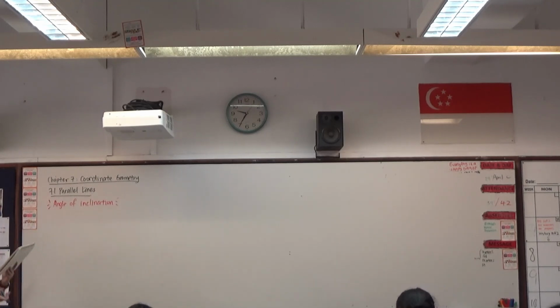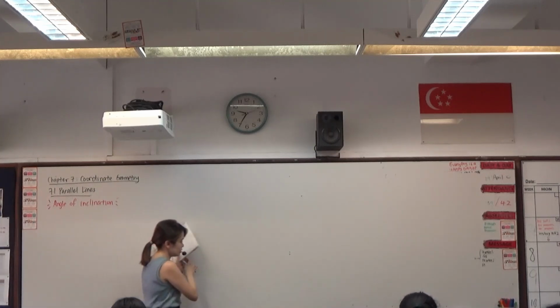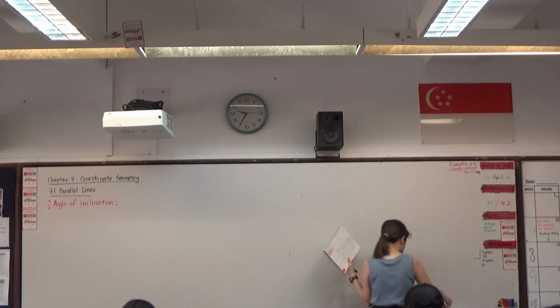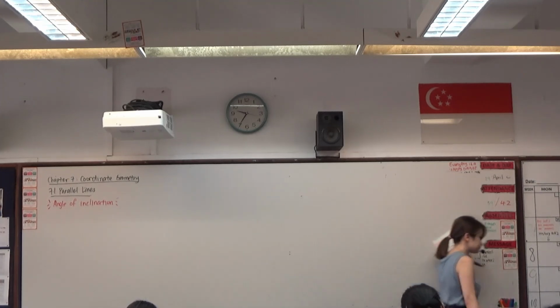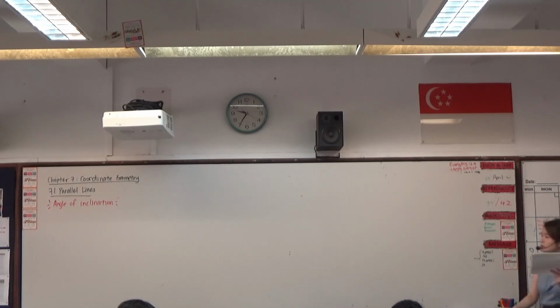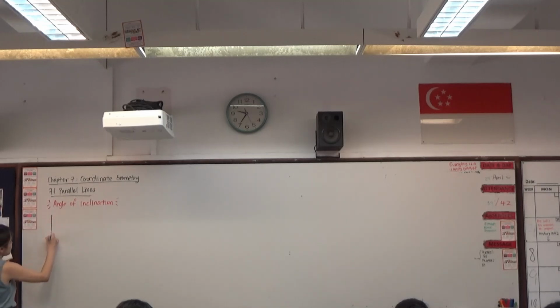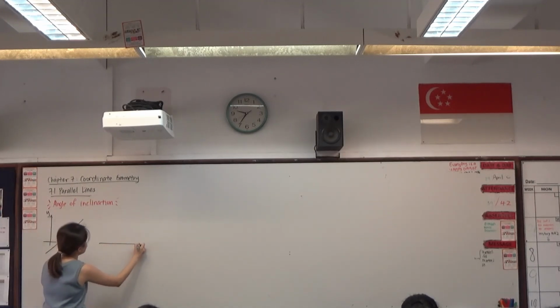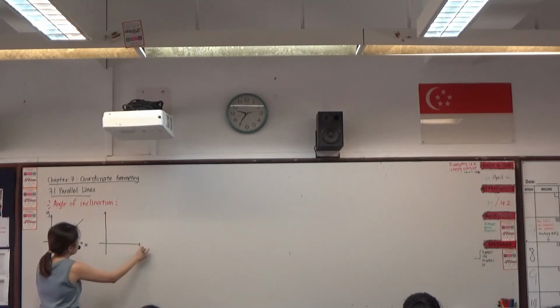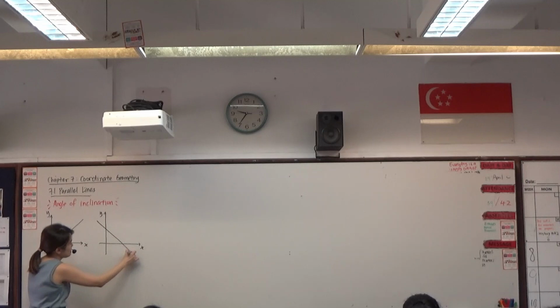Right, so what is the angle of inclination? It is a very, very minor concept in our parallel lines topic. How do we define the angle of inclination? Let's say I have a set of axes here, and I have a line, a straight diagonal line that is upward sloping like that. And if I have another case, also a set of axes, but I have a downward sloping line.